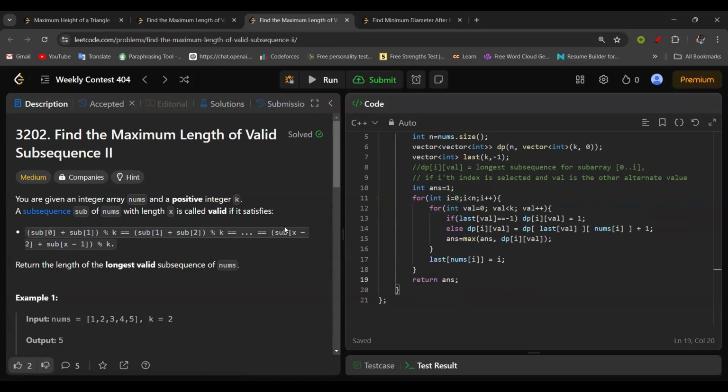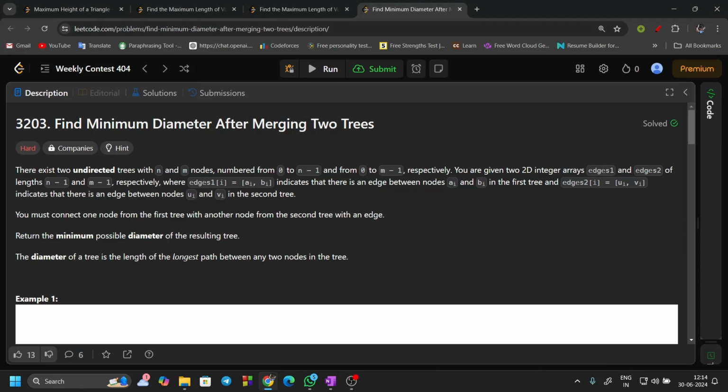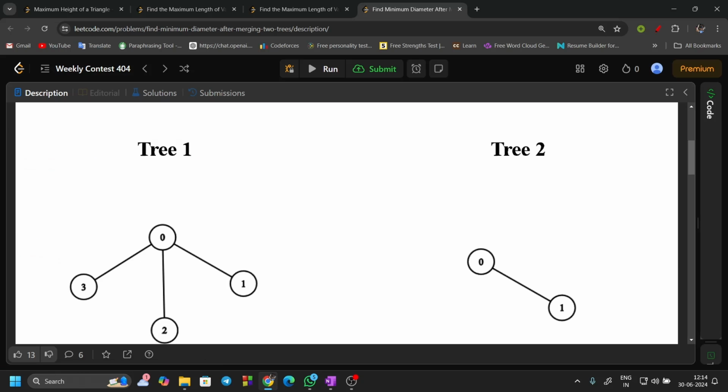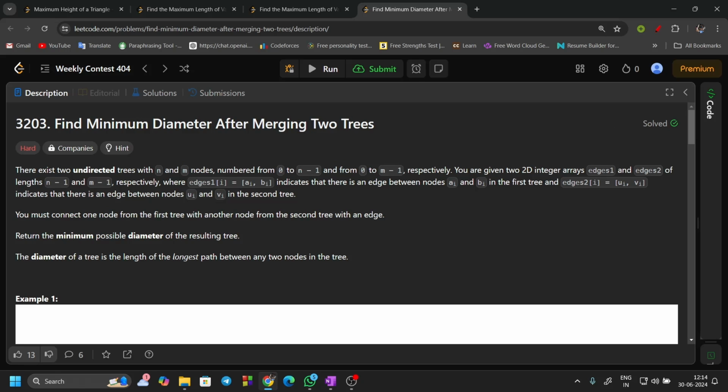Okay, so now we can move to the fourth problem. So in the fourth problem, what we are given is: find minimum diameter after merging two trees. So it is a tree problem. So it's an interesting one.